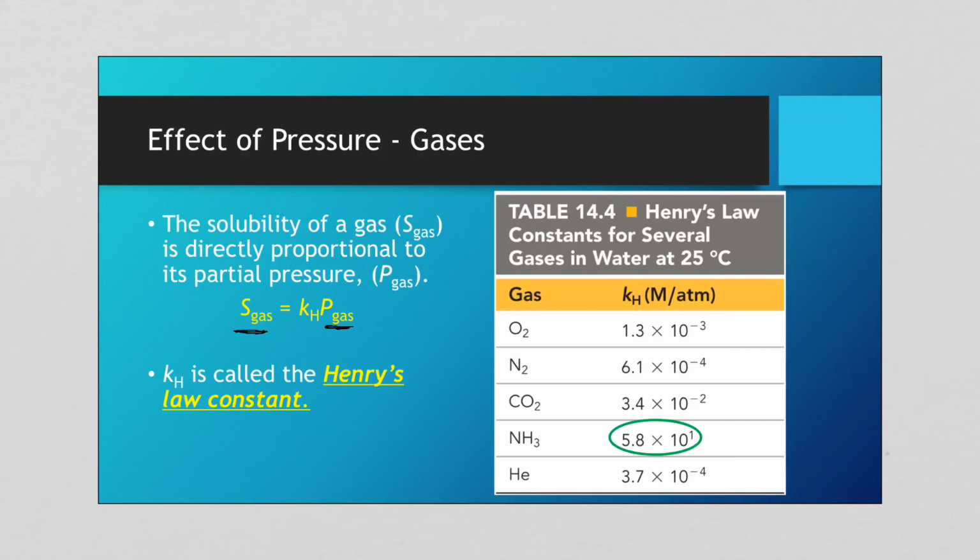Now, of course, there is a constant that relates these two, and this is called the Henry's law constant, and you can see it here for several gases. Now, this is something that would be given to you. You don't have to remember them. But if you notice, the vast majority of these are small numbers, right? Gases are not terribly soluble in water. Polar versus nonpolar.